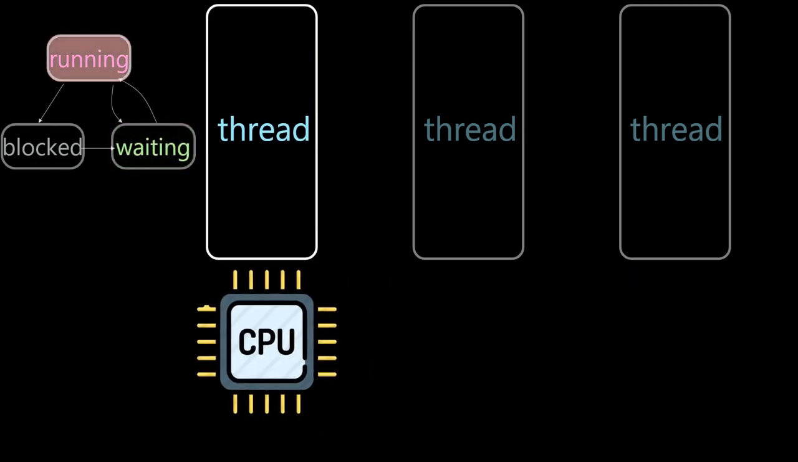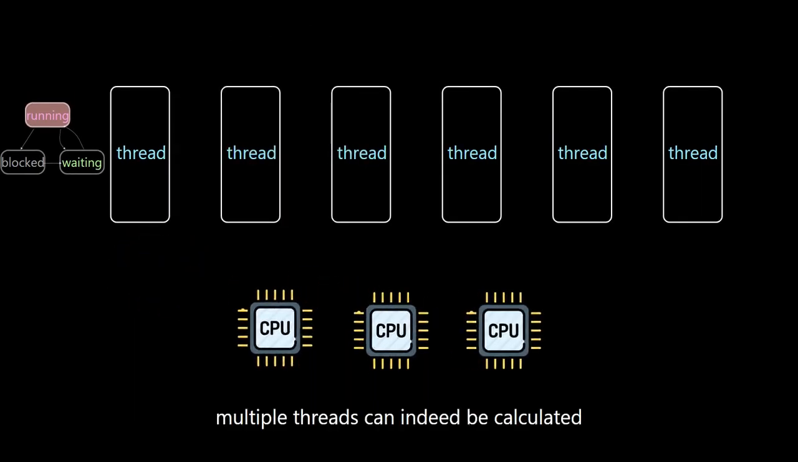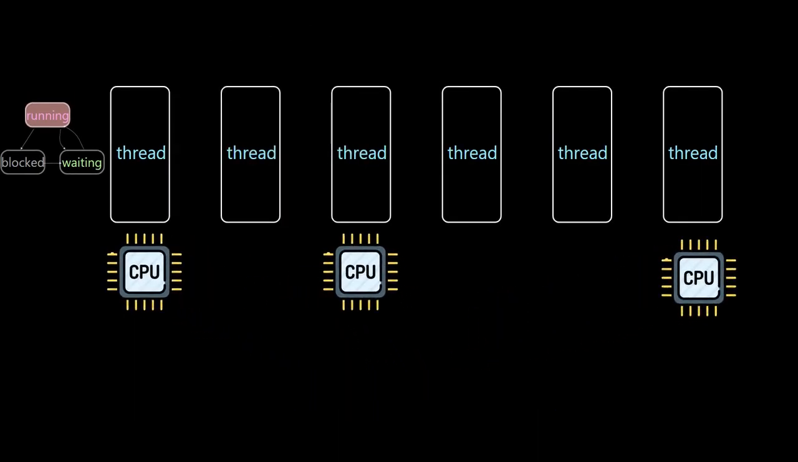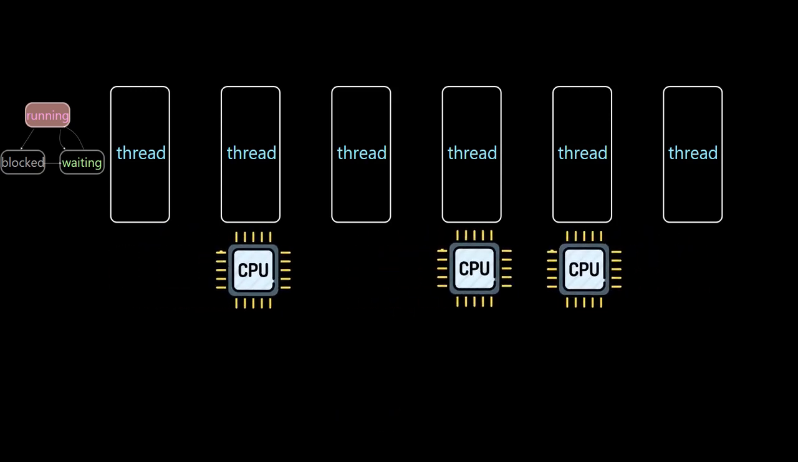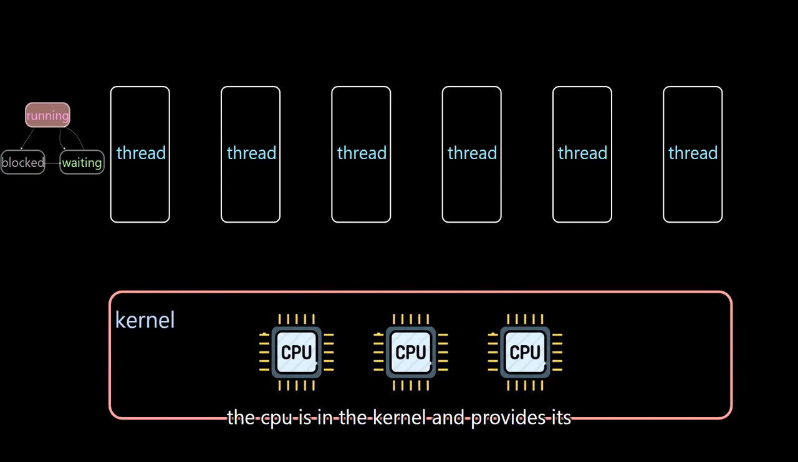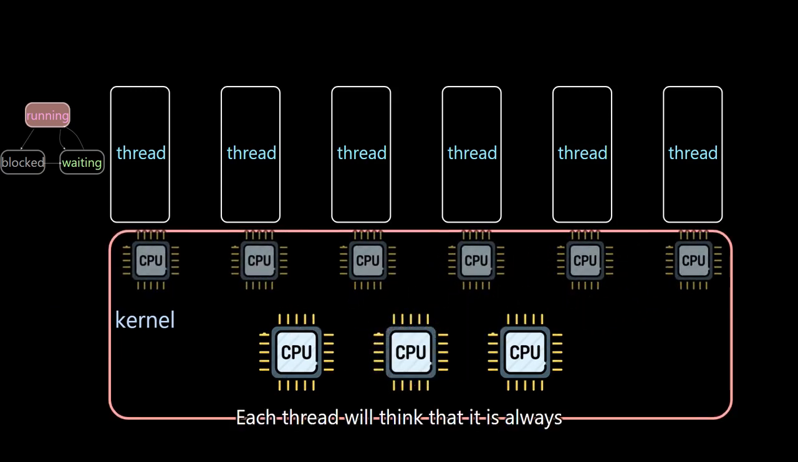Then it continues execution. If there are multiple CPUs, multiple threads can indeed be calculated in parallel. However, there are often many threads, so time-slice rotation is still needed. So in order to simplify, the CPU in the kernel provides its own virtual CPU for each thread. Each thread will think that it is always monopolizing the CPU. They do not need to consider the question of time-slice rotation.